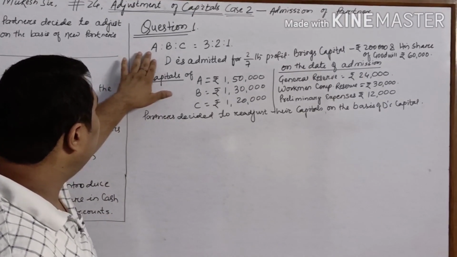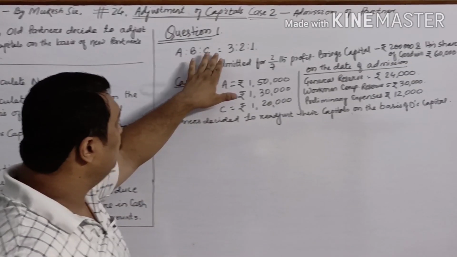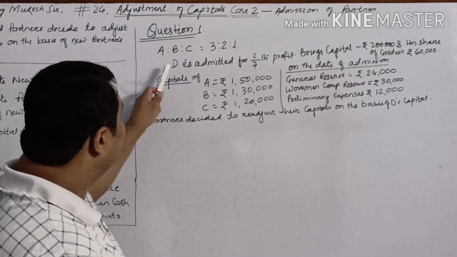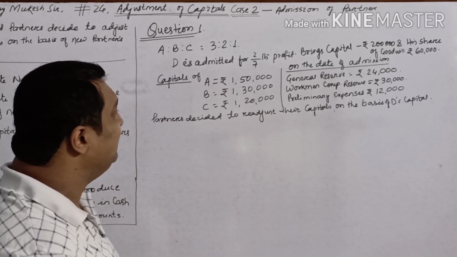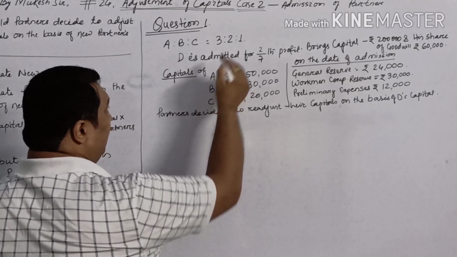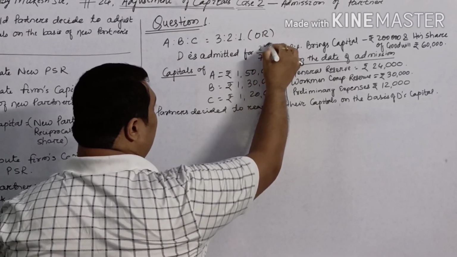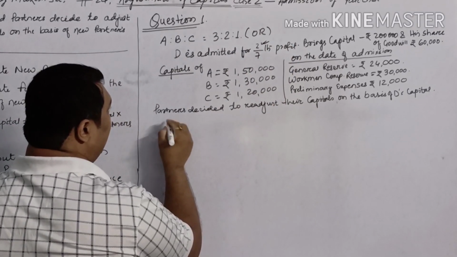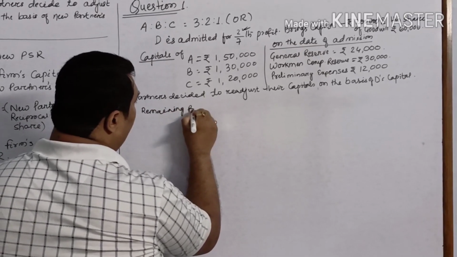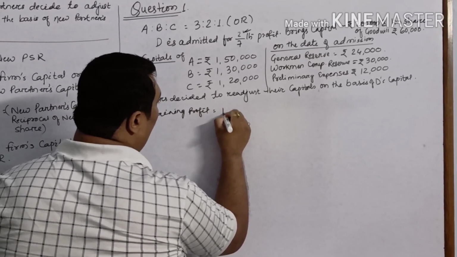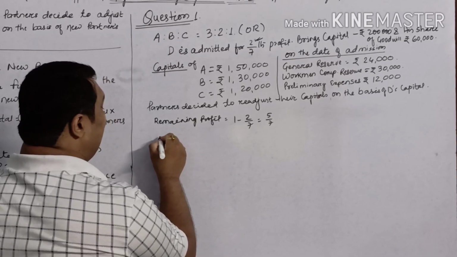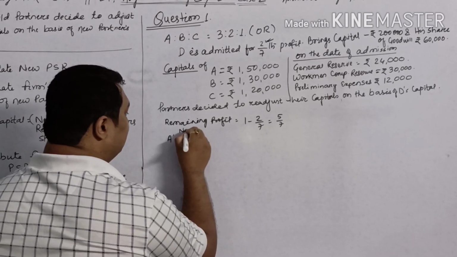Here, I have taken that there are three partners A, B and C who are sharing profits and losses in the ratio 3:2:1. D is admitted for 2/7 share. Now, since we are given the old ratio and the new partner's share, we will calculate the remaining profit first of all. Our remaining profit will be 1 minus 2/7, that is 5/7.